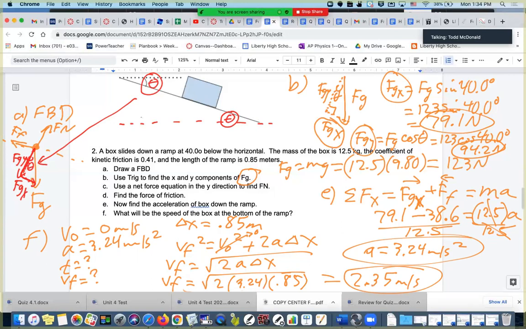So we're going to hold on to those numbers. I'm going to write these numbers down. Our acceleration was 3.24 meters per second squared, and our final velocity is 2.35 meters per second. The reason why I'm going to write those down is we're going to redo this problem. How would this look different if there was no friction? Let's just assume that it's a frictionless surface.